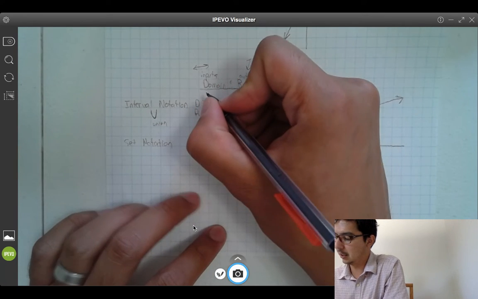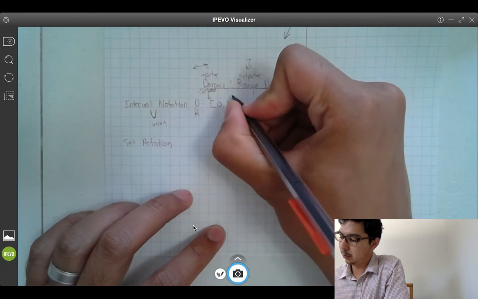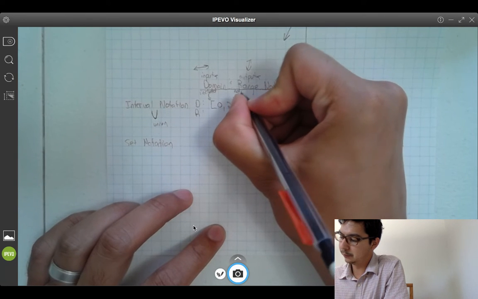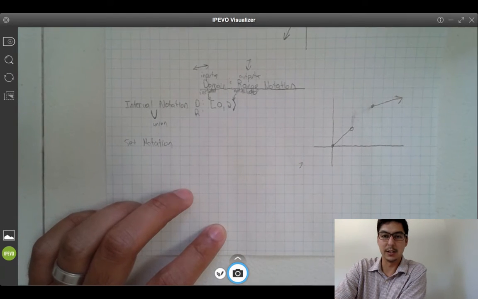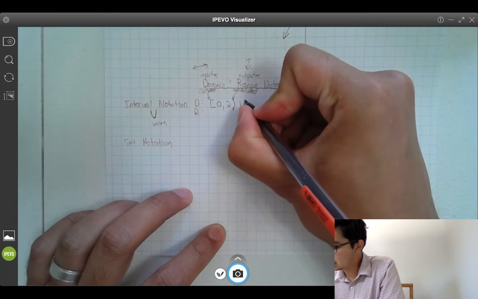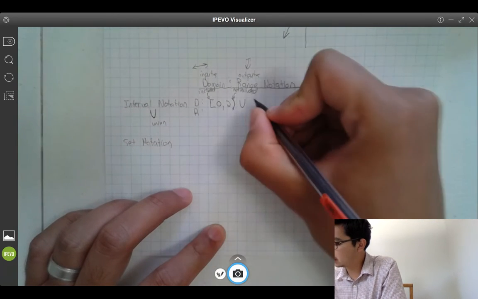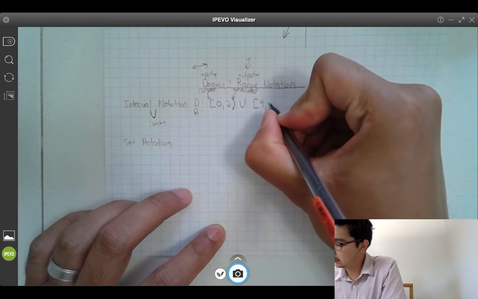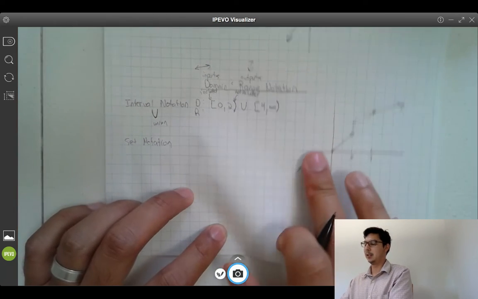Brackets are a way of saying it's included. Parentheses if it's not included. So what we have here is 0 to 2 with the union, because that's one set, from 4, and 4 is included, to infinity, and you can't equal infinity. Infinity is a constant, so that'd be open. And that's your domain there.